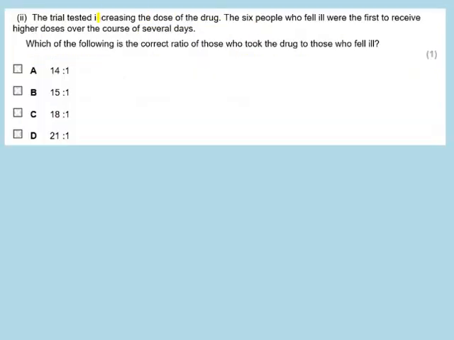The trial tested increasing the dosage of the drug. The 6 people who fell ill were the first to receive higher dosage over the course of several days. Which of the following is the correct ratio of those who took the drug to those who fell ill? You might need to go back and have a look at some more numbers. So, which of these ratios would you say?